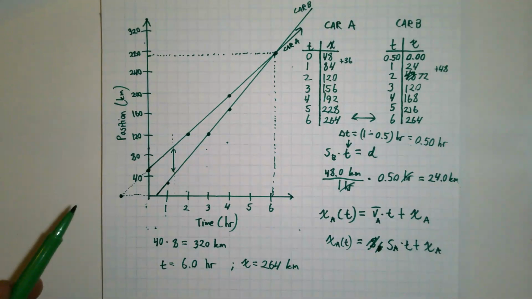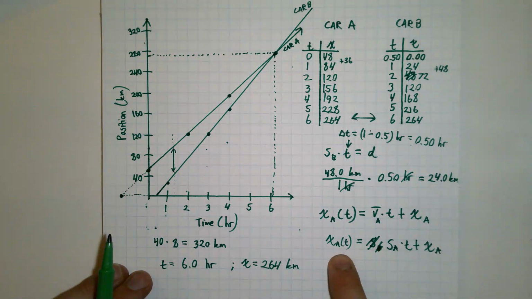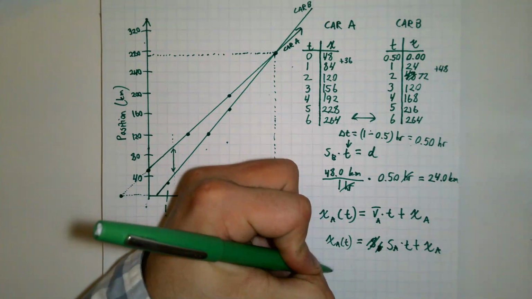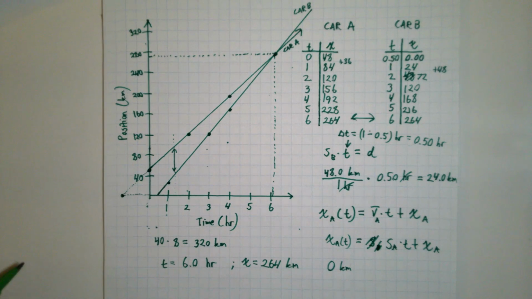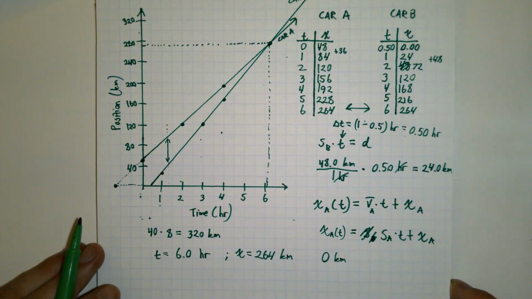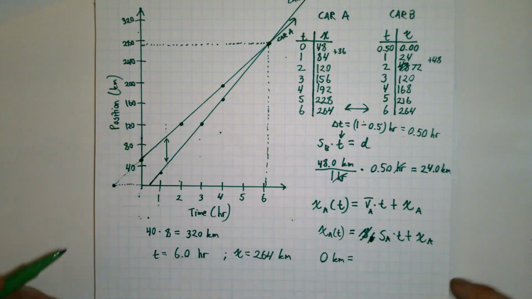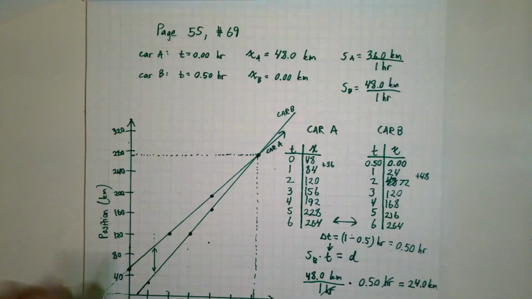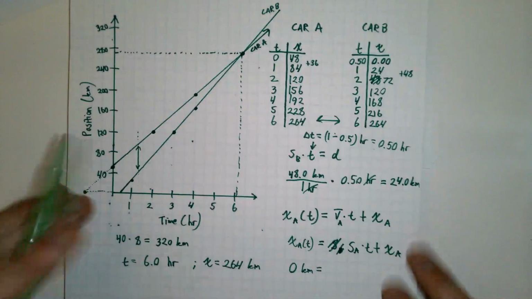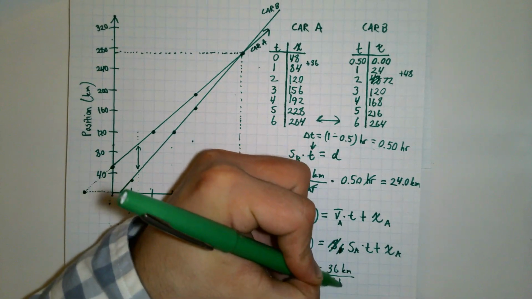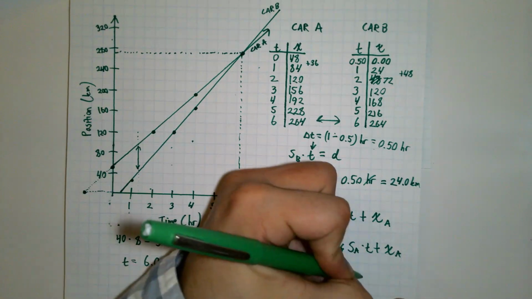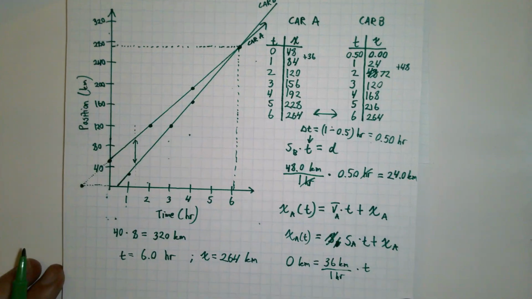If we mean how long it's been from when it was at its reference point, what was the position of car A? It was at a position of 0 kilometers. That's when it was at the reference point. If you're at the reference point, then you're at a point of 0 kilometers. Do we know the speed of car A? We do. 36 kilometers per hour. What we don't know is the time at which it was at that point.